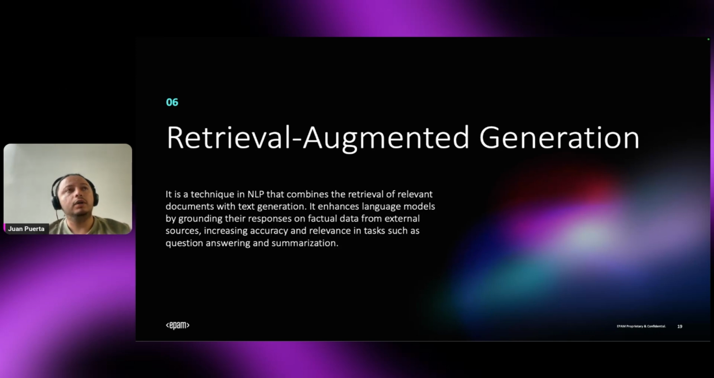So we should have two main components. One is the retriever, and one is the generator. The generator is basically a model, a large language model that can generate content. That helps the language model to provide more accurate data with up-to-date data, and also using external sources. So that way we can increase the accuracy and the relevance of tasks such as question answering and summarization.